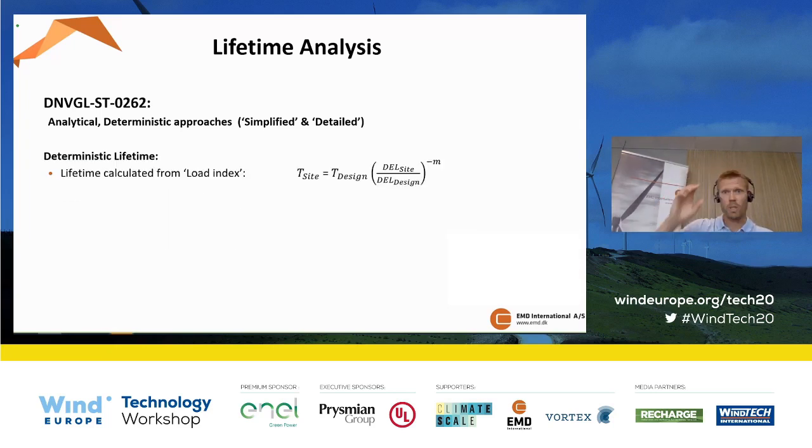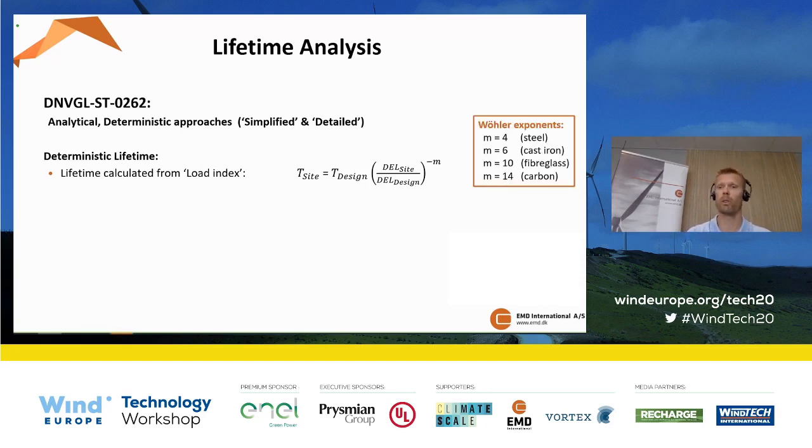So we talked about the load index a bit earlier, and here's the expression which links the estimated site lifetime to the load index for a particular component on the wind turbine. So it's basically the load index to the power of minus m multiplied by the design lifetime. And m is then the Euler exponent, which is a material parameter characterizing the material, could be 14 for carbon.